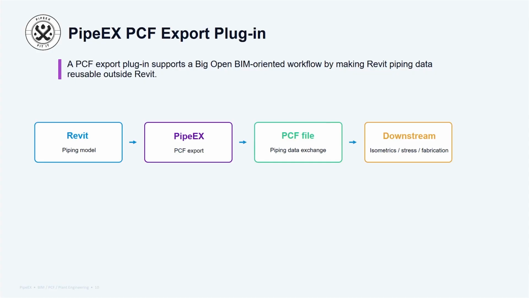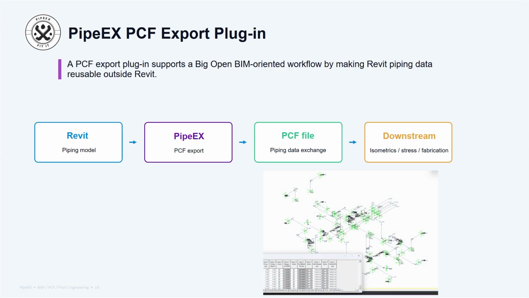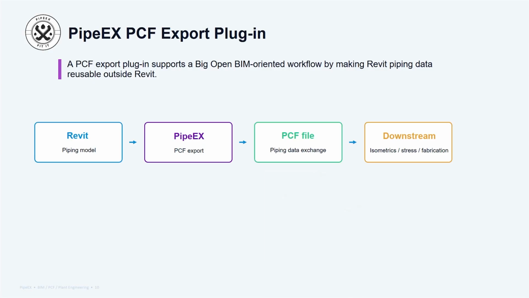A Pipex PCF export plugin can help export piping data from a Revit model into the PCF format. That PCF file can then be used in PCF-aware downstream tools, for example, tools for isometric drawing generation, stress analysis, or plant design workflows. This way, a PCF file and the Pipex export tool support one very important Big Open BIM principle. Data created in one software environment can be reused in another software environment. For industrial piping, this is extremely valuable.